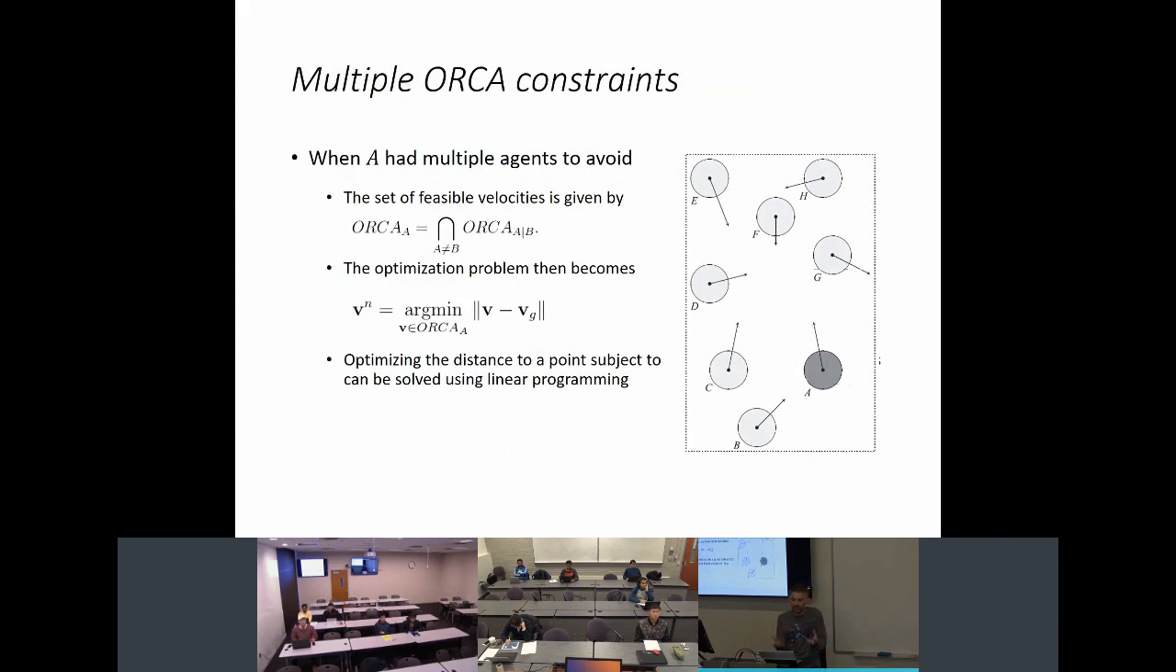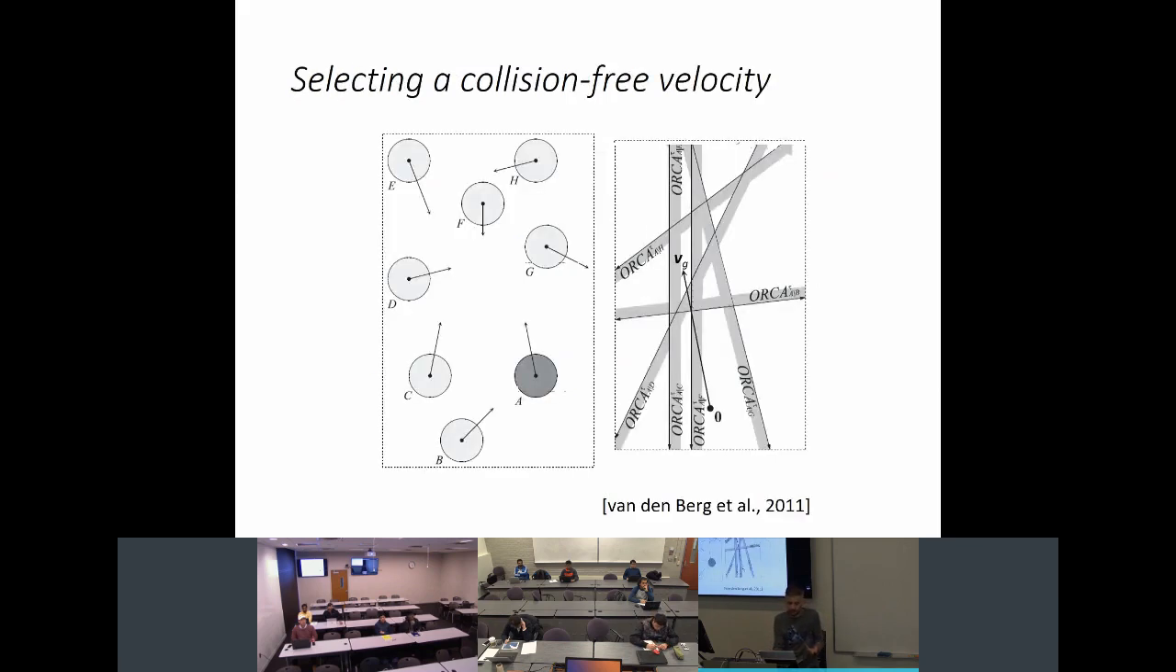Now, this concept of ORCA can be extended when agent A has to avoid multiple agents. Consider this kind of scenario over here, where our agent A has to resolve collisions with a bunch of neighbors. Every neighboring agent imposes an ORCA constraint on our active agent A. For example, agent D imposes this kind of line constraint. Everything to the right of this constraint is safe. Everything to the left is not. Agent B over here imposes this line constraint. Everything above that line, in this gray region, is safe to take, everything below is not. So every one of our neighbors imposes one of those line constraints on the set of velocities that A can take.